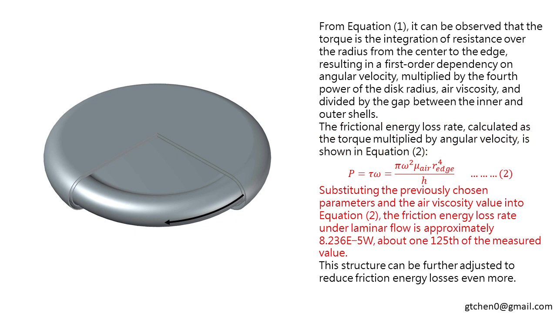Substituting the previously chosen parameters and the air viscosity value into equation 2, the friction energy loss rate under laminar flow is approximately 8.236 times 10 to the power of negative 5 watts, about 1/125th of the measured value. This structure can be further adjusted to reduce friction energy losses even more.